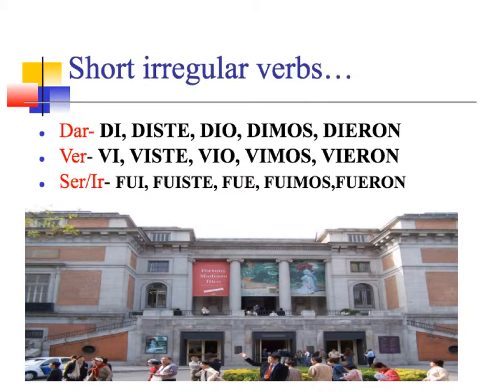And these three verbs we've worked with already in class. They are not conjugated the same way. They are short, and they don't have accent marks. Okay, the background picture, by the way, is the Prado Museum in Madrid.